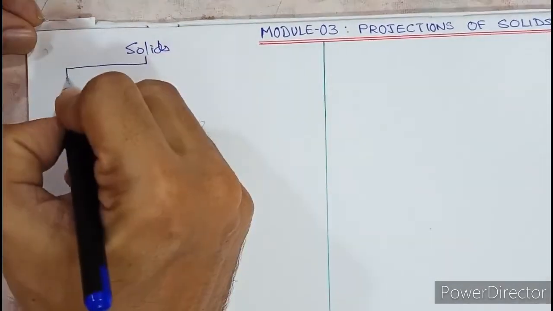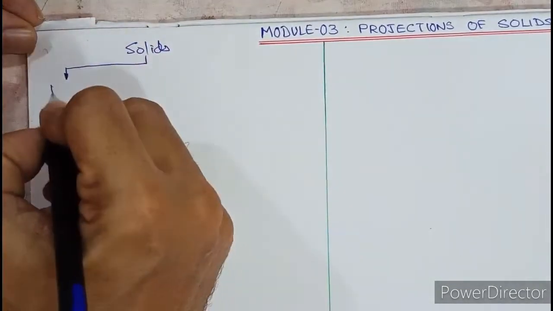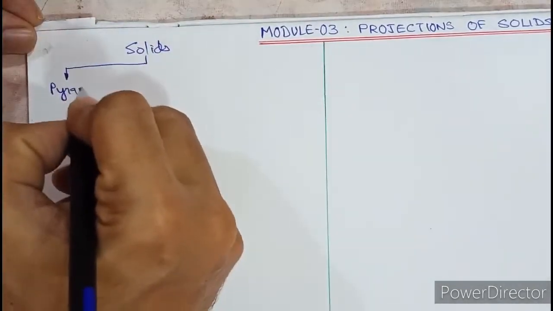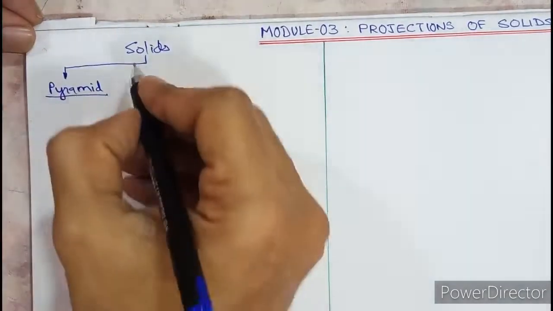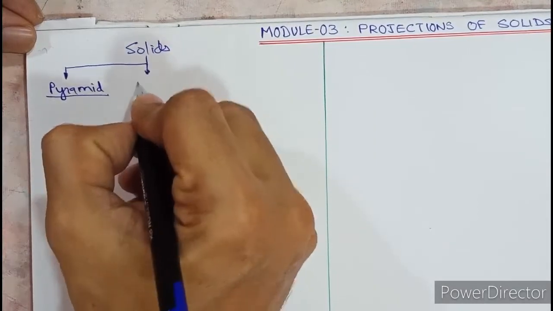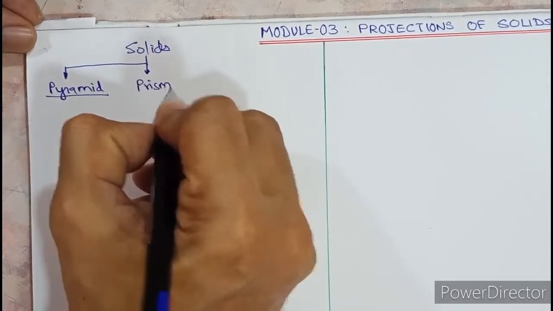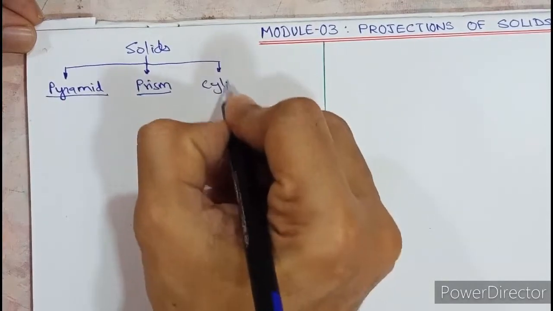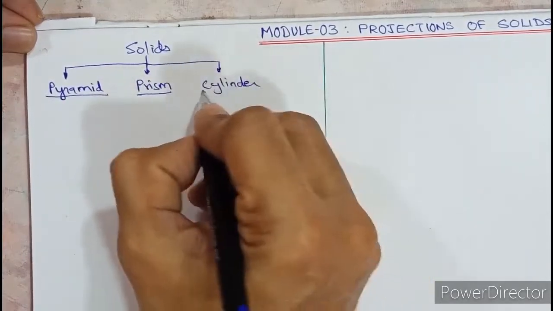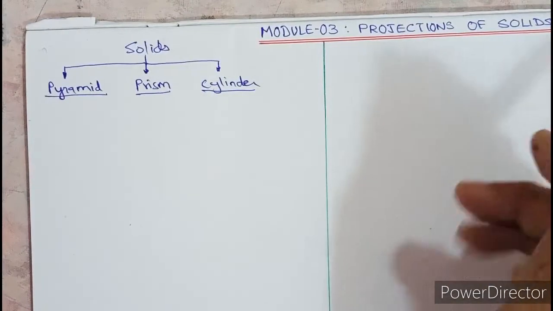is classified as number 1. We have to learn the family of a pyramid, then prism and cylinder. So these are the 3 classifications as per the syllabus.